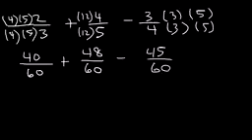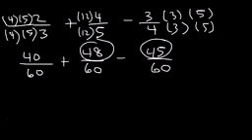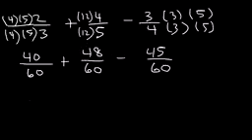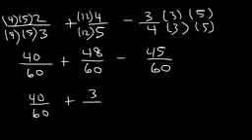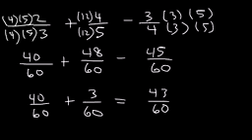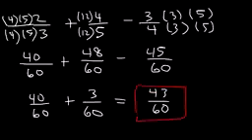So notice that the denominator is the same. Let's combine these two first. 48 minus 45 is 3. So we have 40 over 60 plus 3 over 60. And 40 plus 3 is 43. So the final answer is 43 over 60. So that's how you can add or subtract 3 fractions.